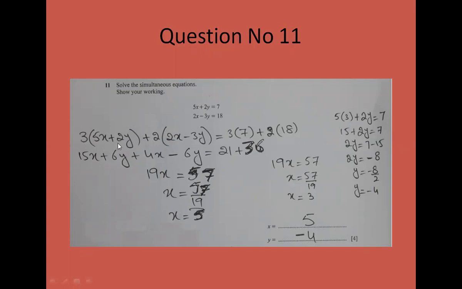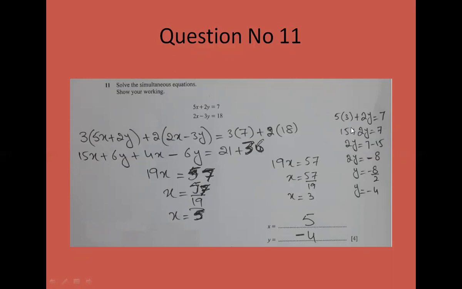I added them, so you will have 3 into 5x plus 2y, that will be 15x plus 6y, plus 4x minus 6y, equals to 21 plus 36. So y and y will be gone. So you will have 15x plus 4x, that will be 19x. 21 plus 36, that will be 57. So x is equals to 57 by 19. So x will be 3.